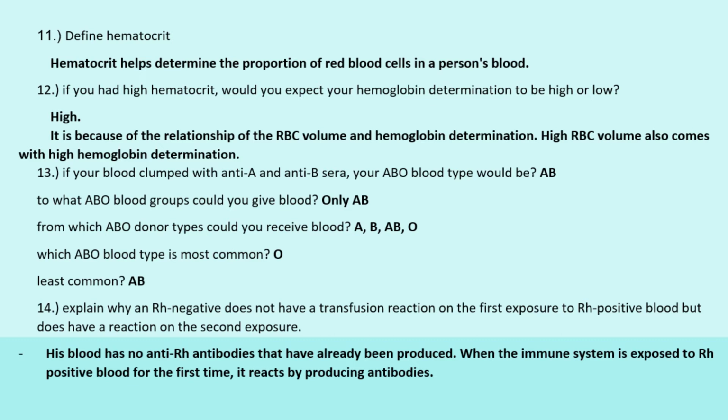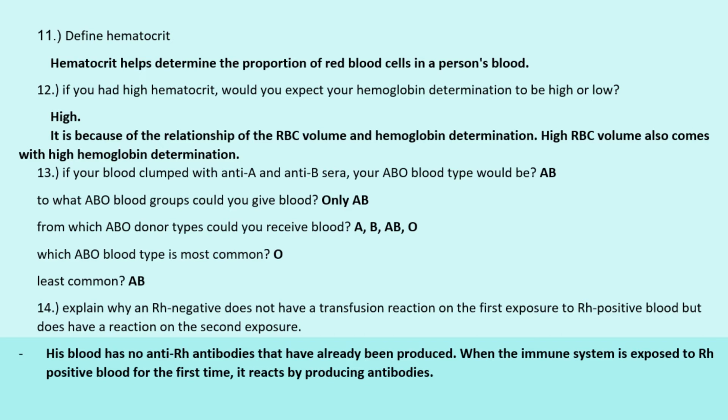Number 13. If your blood clumped with both anti-A and anti-B sera, your ABO blood type would be blood type AB. To what ABO blood groups could you give blood? You could only give blood to only AB blood type. From which ABO donor types could you receive blood? You could receive blood from blood type A, B, AB, and O.